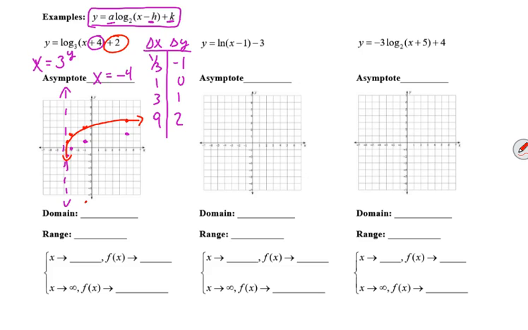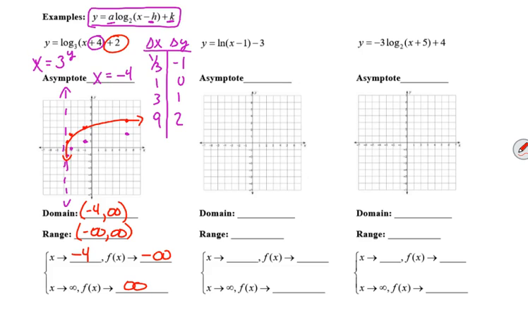We can tell the domain, negative 4 to infinity. The graph will never reach negative 4. So again, it's a parenthesis. The range is negative infinity to infinity. As x approaches the asymptote, negative 4, the graph is going down, so that's negative infinity. As x goes to the right to infinity, y is increasing, so it would be positive infinity. And that is the graph and the properties of our first example.